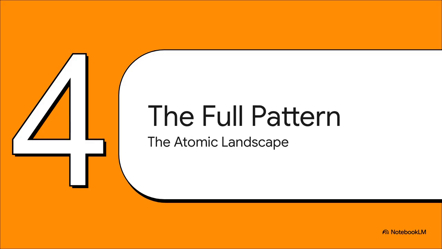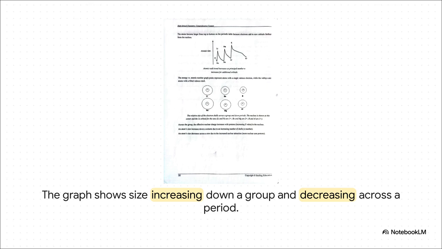So let's recap. We have our two simple rules for the map. Bigger as you go down, smaller as you go across. Now let's zoom out and see what the whole landscape looks like when we put those two rules together. And there it is. This is what it all looks like. You can see our two rules playing out perfectly.